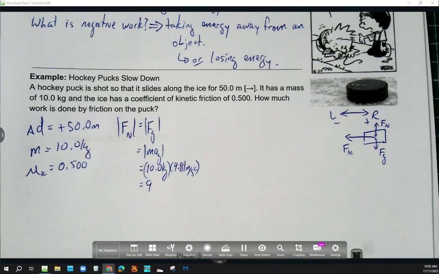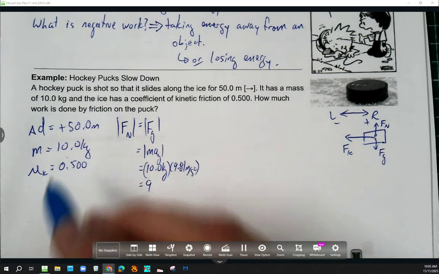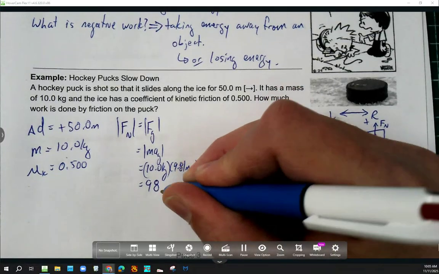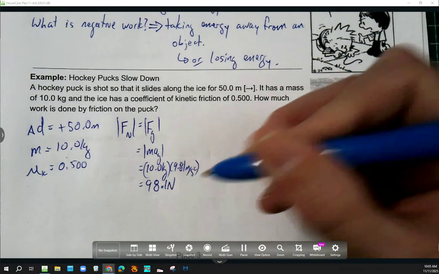I chose a 10 kilogram hockey puck, not because it's realistic, but because it's easy for the math. That is a serious hockey puck. If you know what 10 kilograms is, nobody's using a 10 kilogram hockey puck. So if you noticed that earlier, yes, it's not realistic. 98.1 newtons though of force.